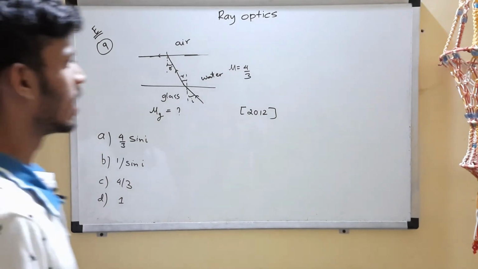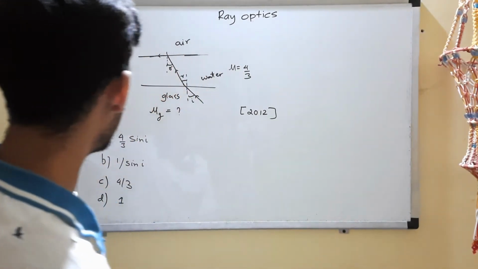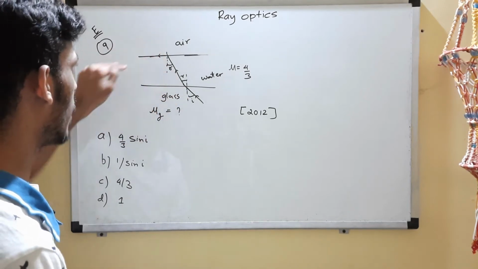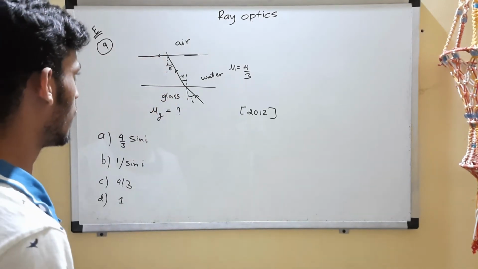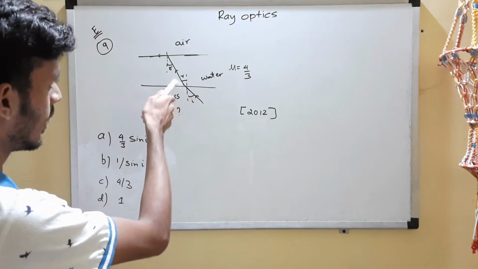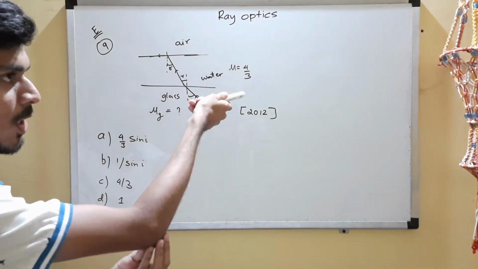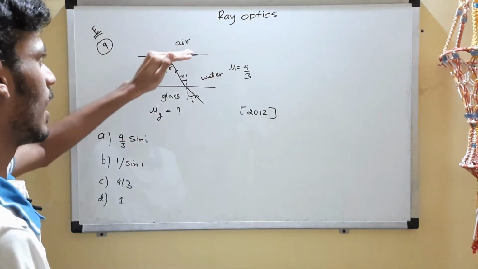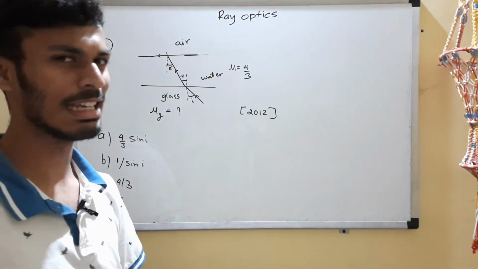So question 9 over here from 2012. In this question we can see a glass, water and air interface. You can see the path of an incident ray over here. It goes through glass, it gets refracted at the glass water interface, and then it strikes the water air interface, and then it undergoes grazing emergence.